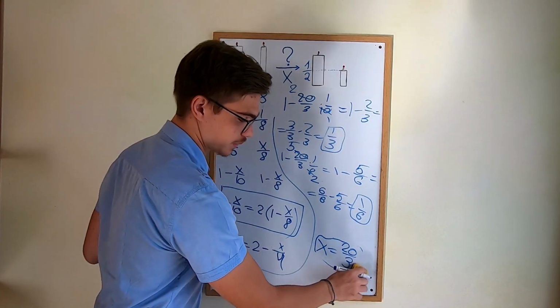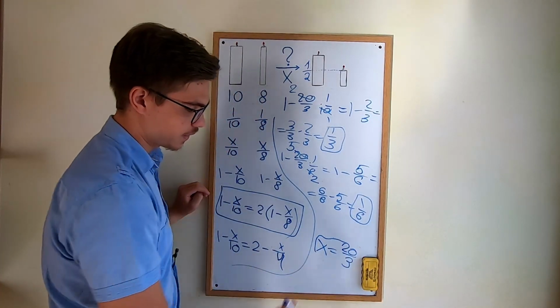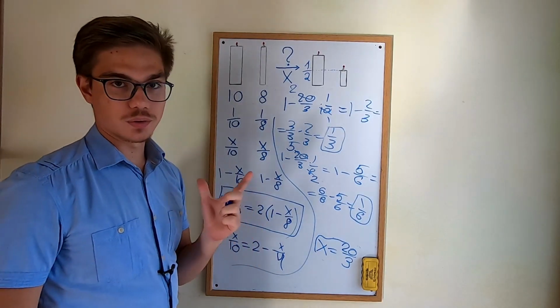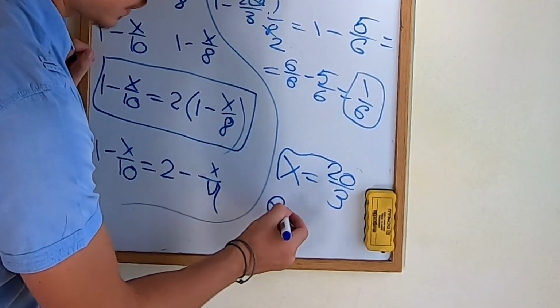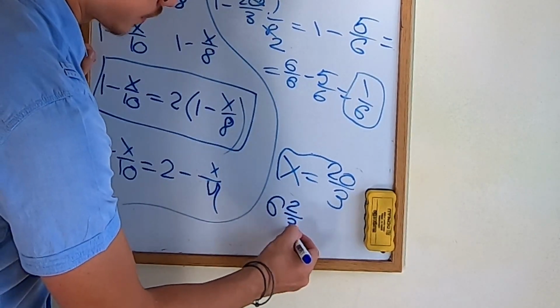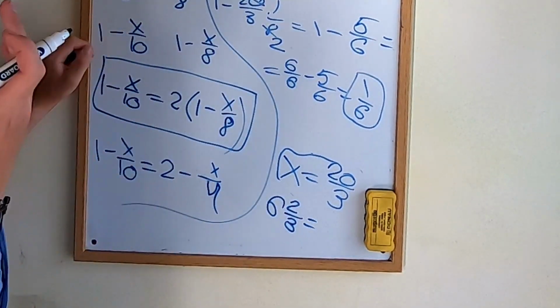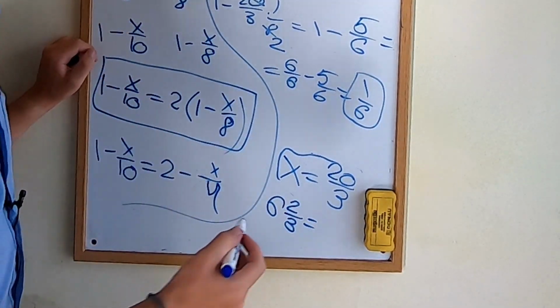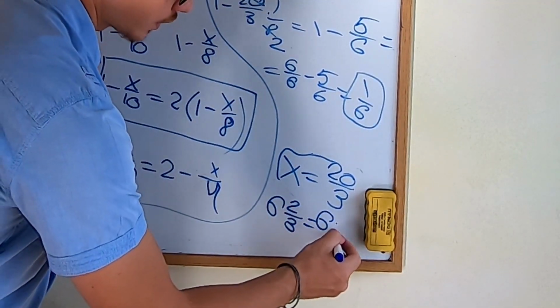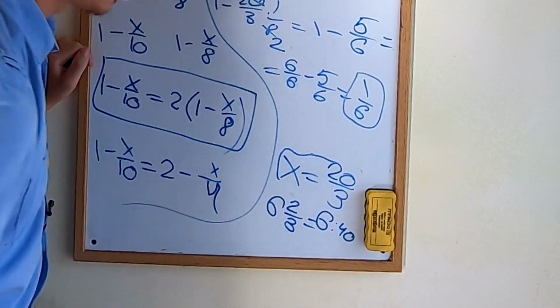Now, the last thing that I want to do is to rewrite this answer more clearly, because nobody expresses hours in fractions, okay? So 20 over 3 is just 6 and 2/3. What is 2/3 of 1 hour? Well, it's just 40 minutes. So the answer is 6 hours and 40 minutes.